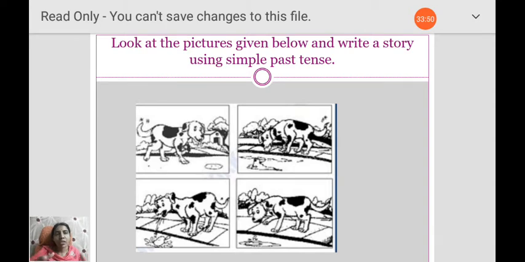It doesn't matter what you understand. I think this is a very well known story. A dog, then a piece of meat in the mouth, and then it looks at its reflection in the water, and then it loses the bone. It's a very common story that we study in our lower classes. So that's why you can easily build a story. Try to write the story in the past tense.